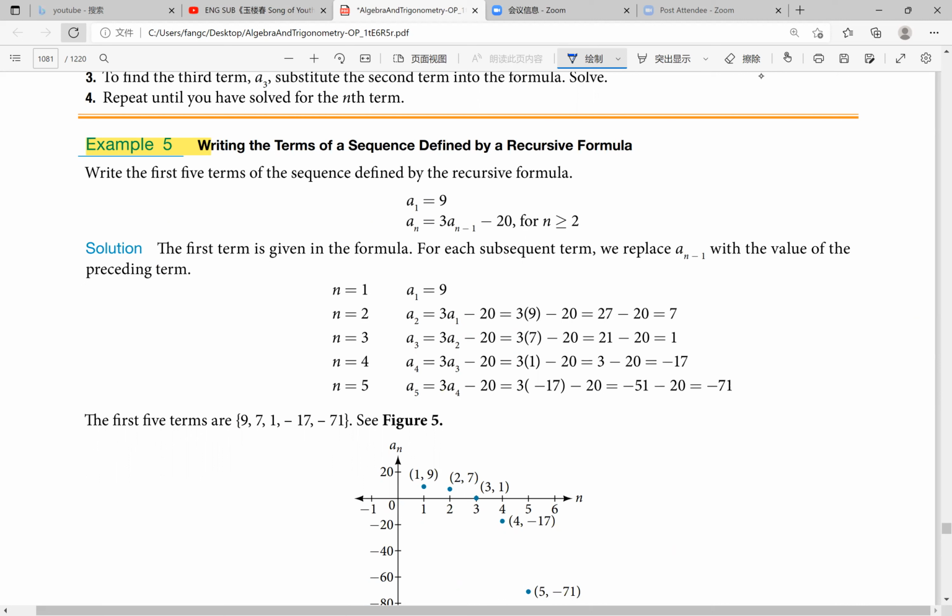Okay, a1 we already know is 9, so a_n equals 3 times a_(n-1) minus 20. a2 equals 3 times a1 minus 20. a1 is 9, so 3 times 9 minus 20 is 27 minus 20, which is 7. So a2 is 7. So a3, now we know a2, how to find a3? a3 according to the recursive formula equals 3 times a2 minus 20. So 3 times 7 minus 20 equals 21 minus 20, which is 1. And continue, we have a4 and a5.